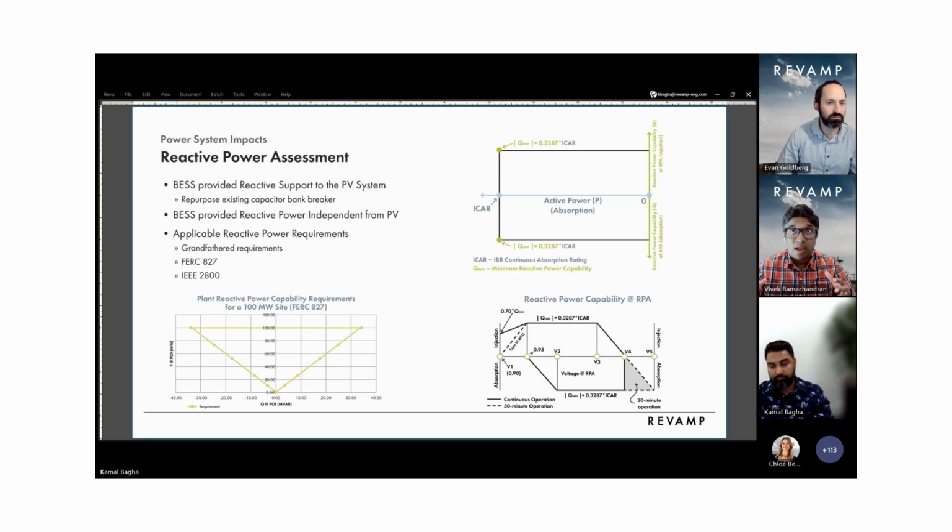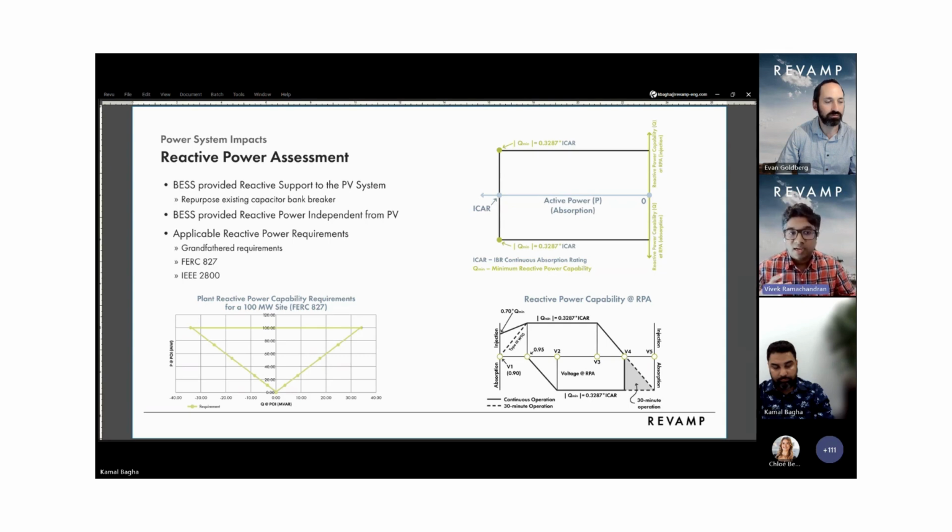This would provide a significant advantage to PV systems which are aging, and also to the PV systems that operate in hotter climates. And Evan previously touched on repurposing the capacitor bank breaker. So this would be a scenario where that would be feasible. The capacitor bank breaker, in essence, could be repurposed to bring in and connect the BESS feeders and enable an AC coupling between the BESS and the PV systems.